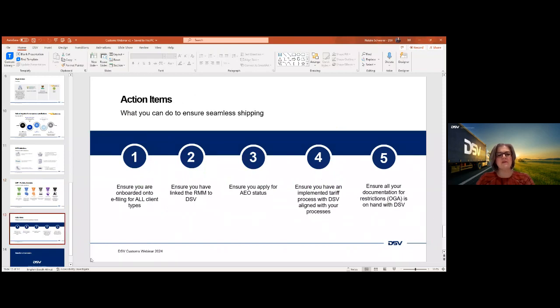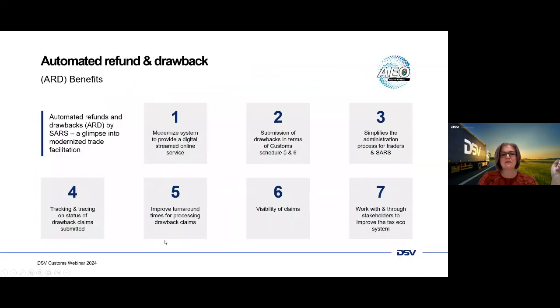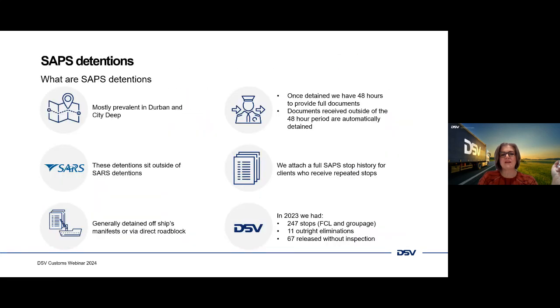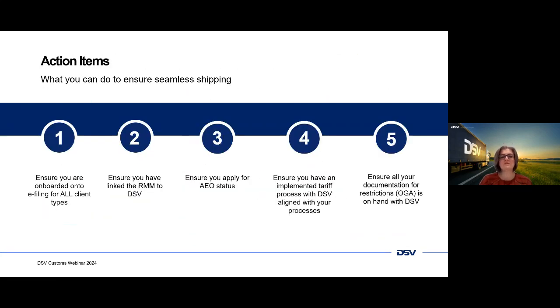Then the other detail we have here is the action items that we need all of you to have a look at. As on the summary here: ensure you are onboarded onto e-filing for all client types. Ensure you have linked the RMM to DSV. Ensure you apply for the AEO status. Ensure you have implemented your tariff process with DSV, aligned with your processes, and also ensure all your documentation for restrictions, OGA, is on hand with DSV. So this is all prior to clearances, preferably.